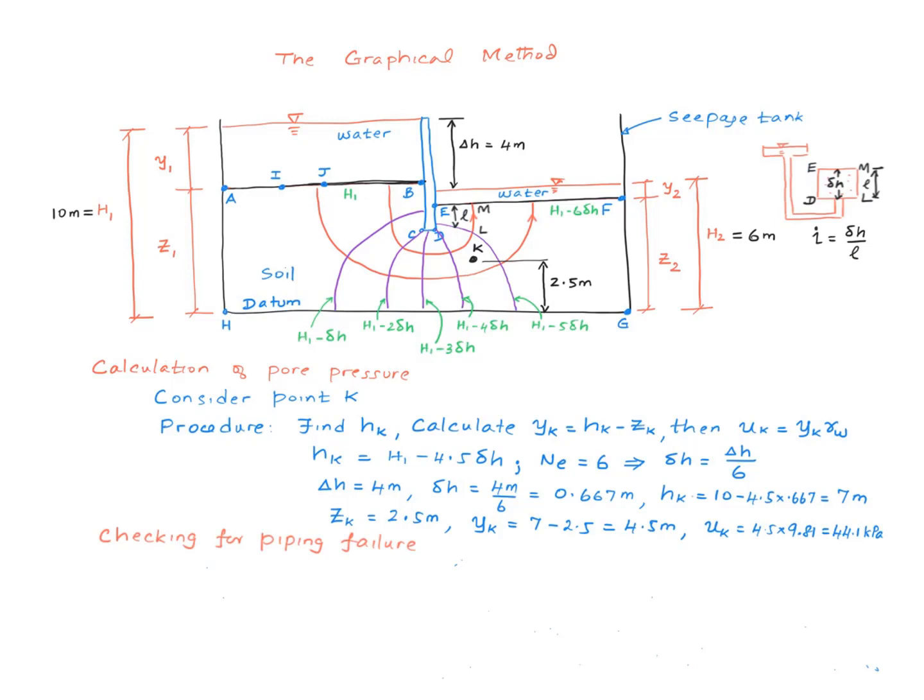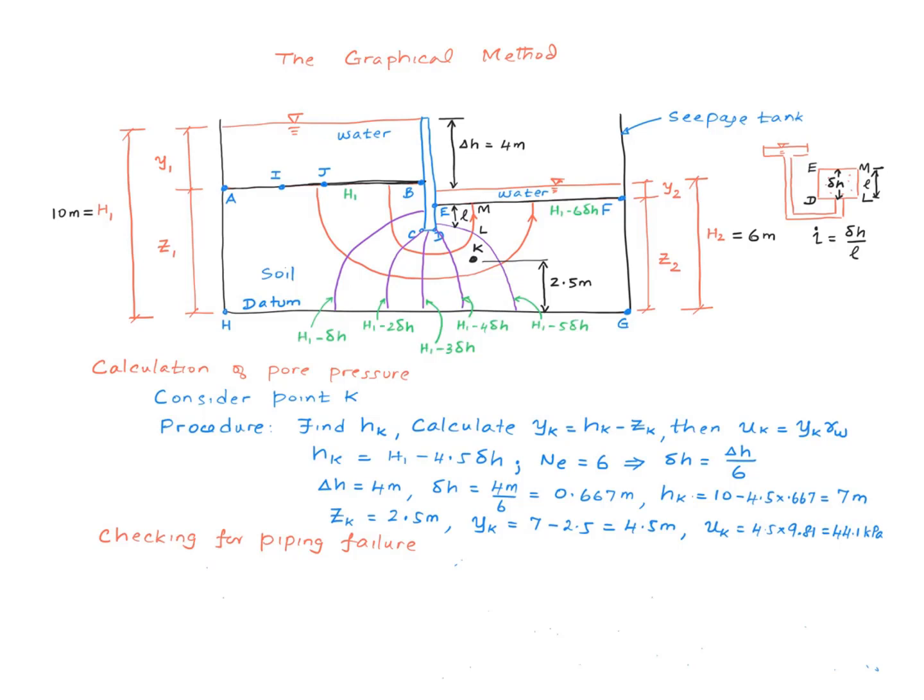Now let's say I want to check and see if there's a potential for piping failure. If piping is going to happen, it's going to happen in this region. This is the most critical region in the whole of soil domain. This is where the water is flowing upward. If I can approximate this region by a rectangular pipe, then this problem is approximately the same as the one-dimensional problem we considered earlier. This region EDLM is comparable to the soil column in this 1D setup.